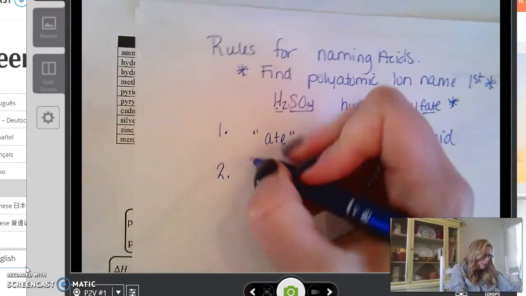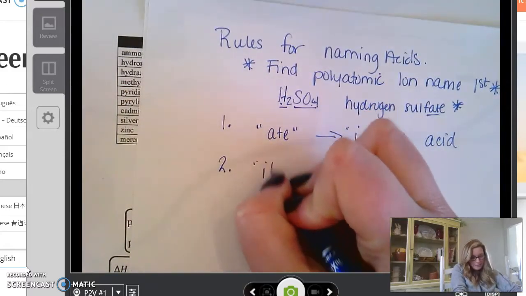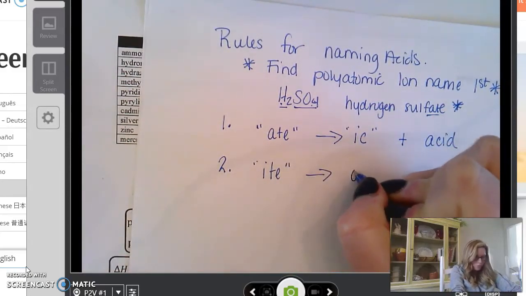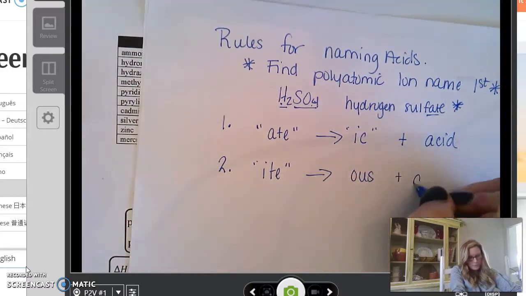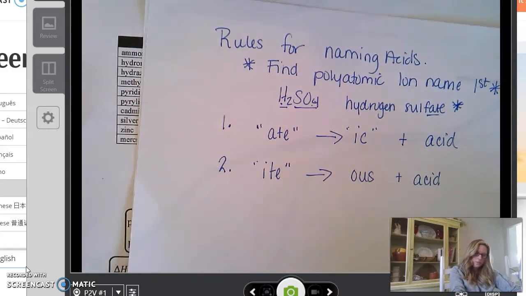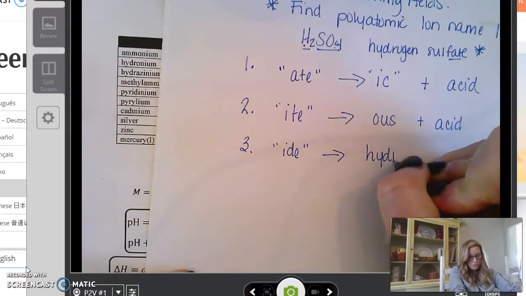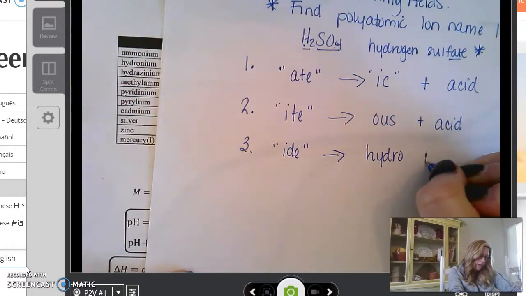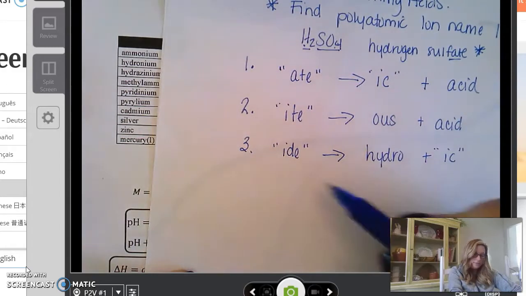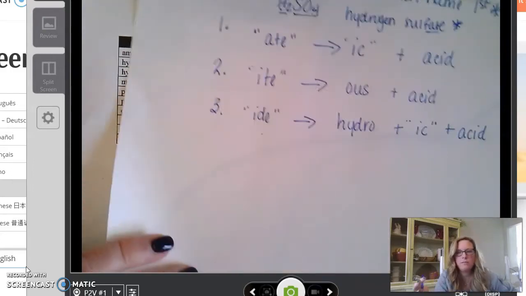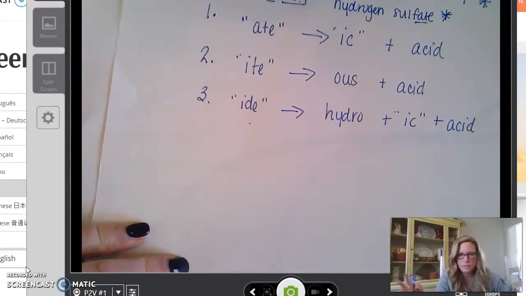The second rule is if it ends in ITE, you're going to switch that ending out for OUS plus the word acid. Okay. The third rule, IDE, so a couple of things. You're going to add the prefix hydro. You're going to add ic to the end. Instead of IDE, it's going to be ic on the end. And then you're going to add acid. Okay, so that one's going to have more parts. It's going to be hydro plus ic plus acid.